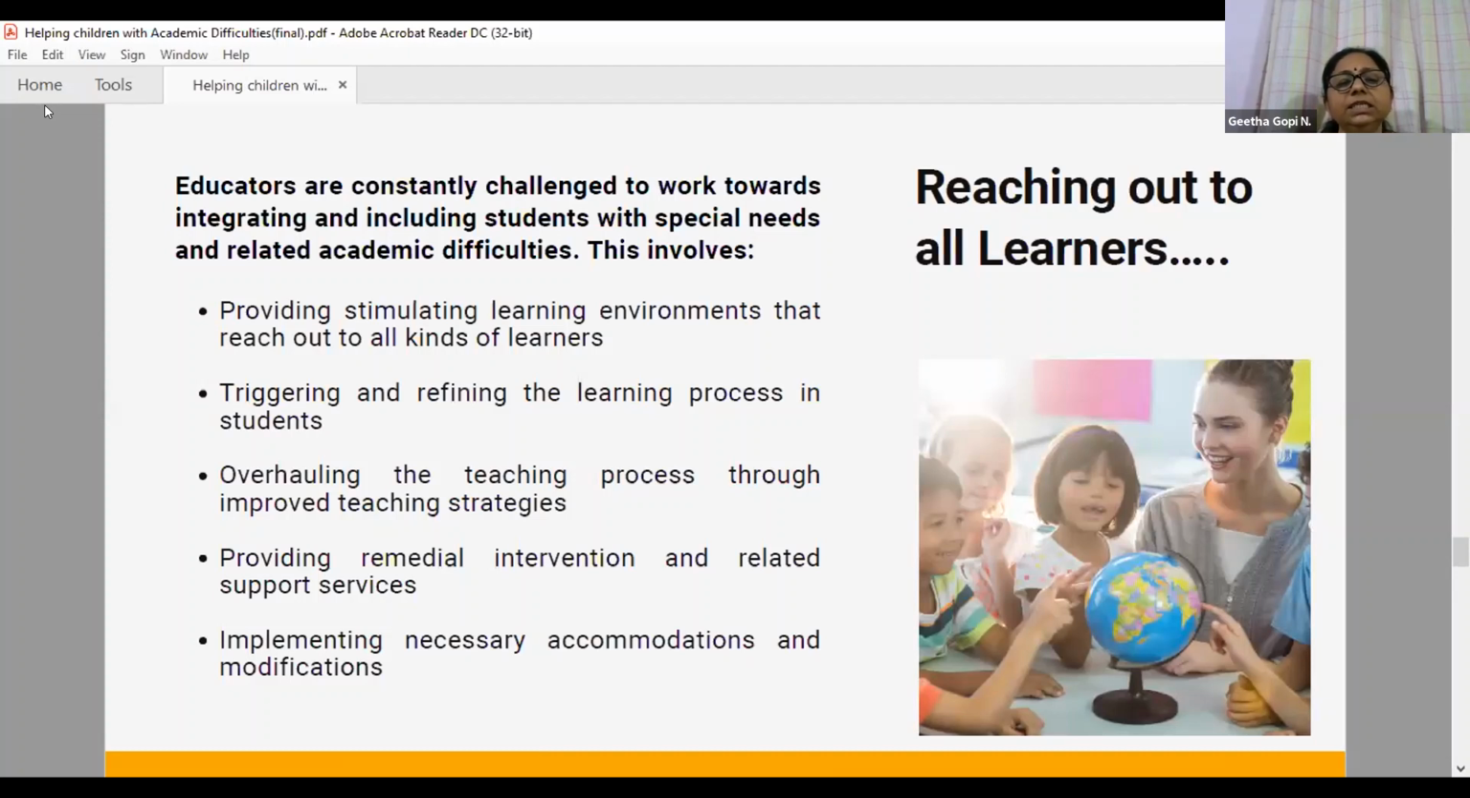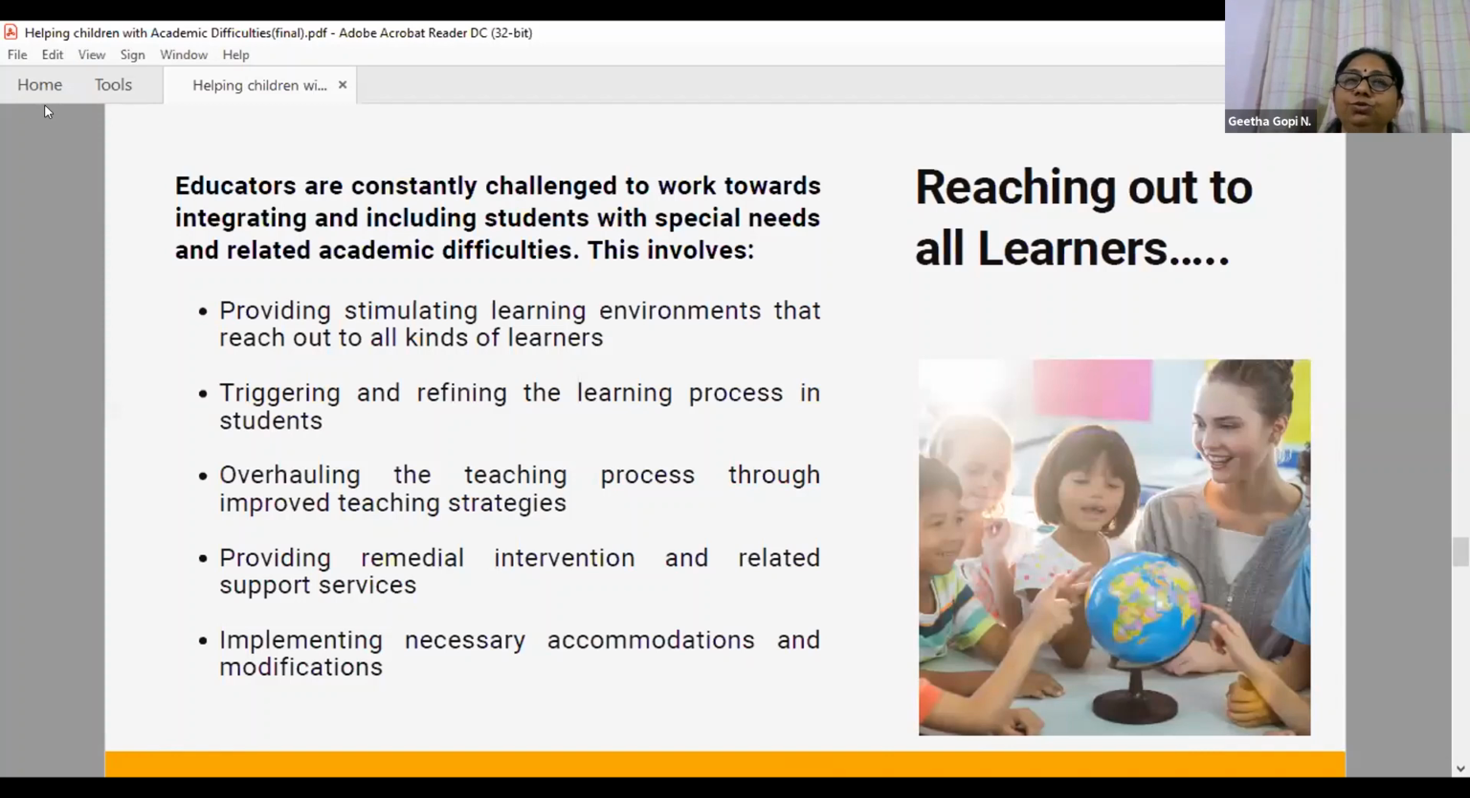And last but not the least, despite all this, there will still be children who require additional support systems, which are called accommodations and modifications. So accommodations and modifications: when you try and change the content of the curriculum to suit the level of the child, that's called modification.